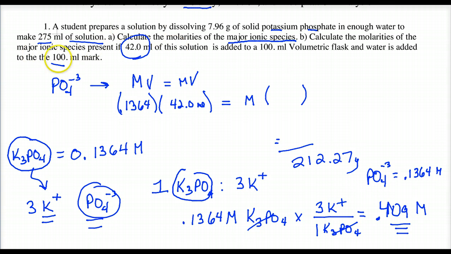I will have a lot of students tell me, well, it's 100 minus 42, and that'd be wrong. Okay, the new volume of your solution is 100. You'd have to add the 58, I guess in this case, you have to add 58 milliliters of water to do that, but what goes in here is the new total volume, milliliters.